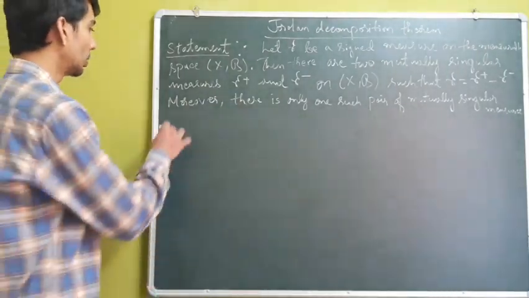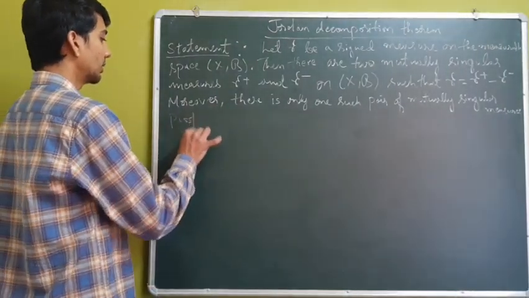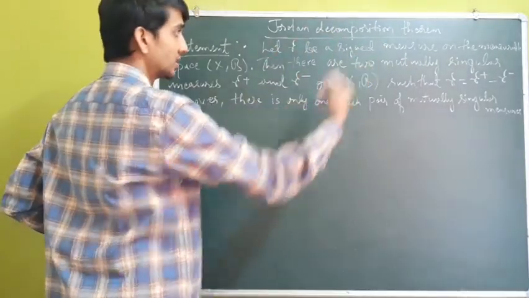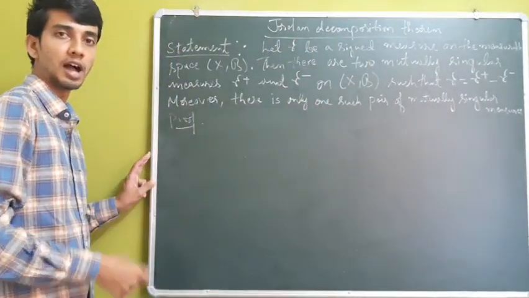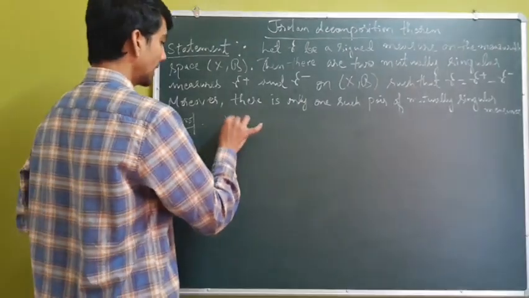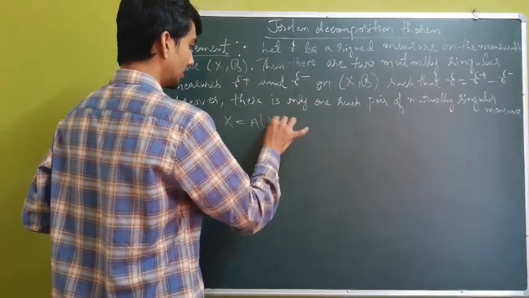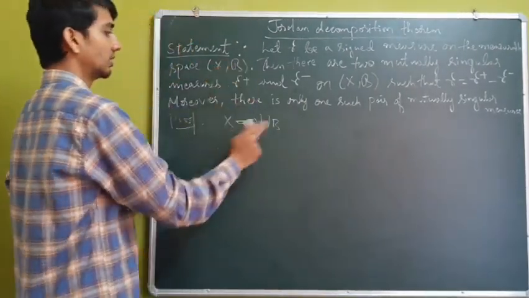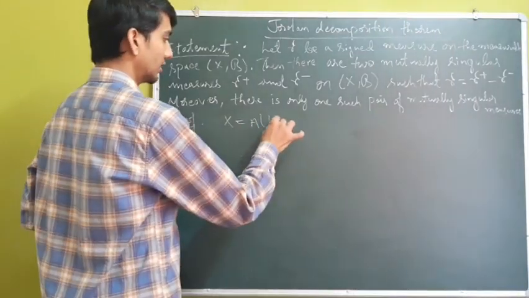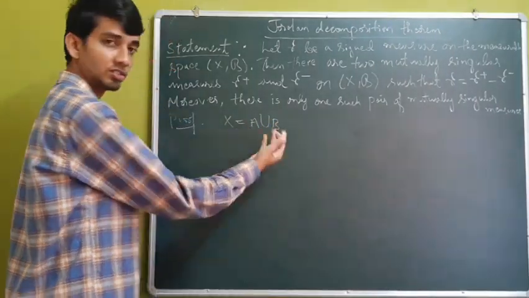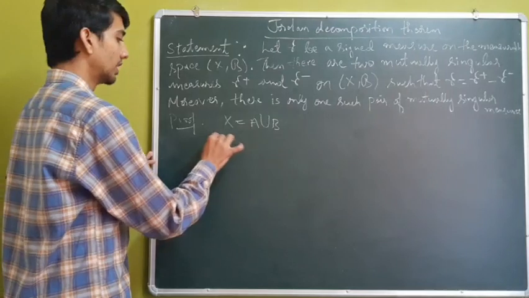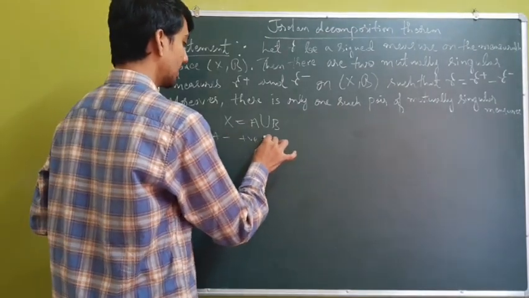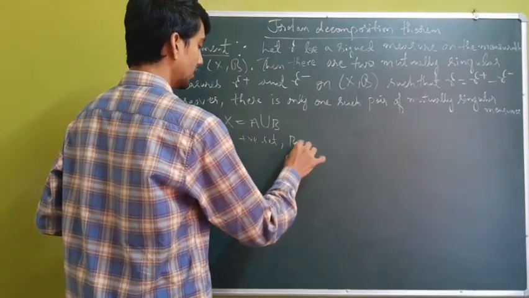Coming to the proof, since gamma is a signed measure, with the help of the Hahn decomposition theorem, I can find a decomposition of X into A and B such that they are disjoint. X is the disjoint union of A and B, where A is a positive set and B is a negative set.